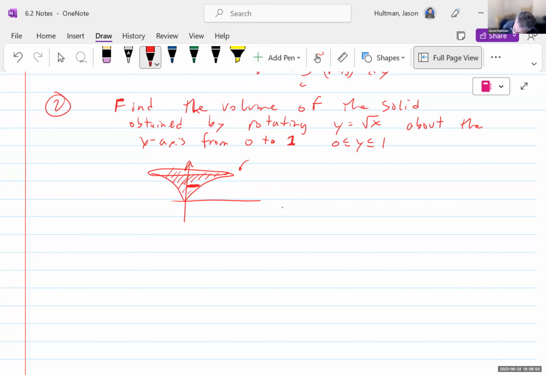So I'm going to take y equals radical x, and I'm going to square both sides. And so I get x is equal to y squared. So f of y is equal to y squared. So what's our volume going to be? It's going to be pi times the integral of still 0 to 1, because y is going from 0 to 1, of f of y squared. So this is y squared squared dy.